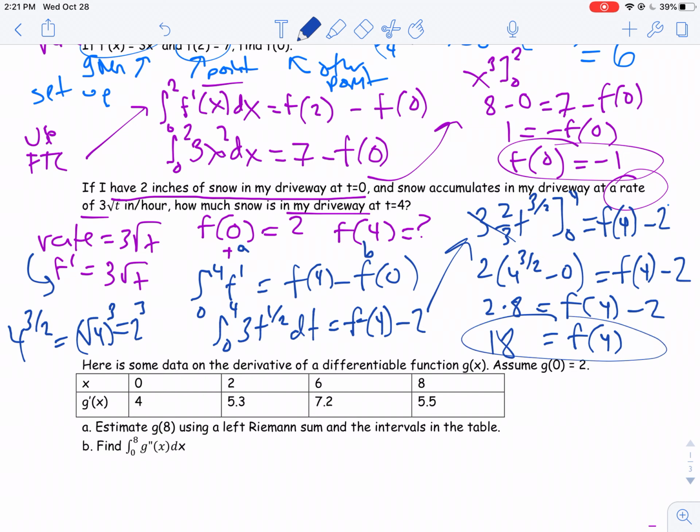So again, the key on this problem is doing this setup. There's nothing new in terms of actually doing the integral. We just need to set this up properly. Okay, so let's get to some other problems.